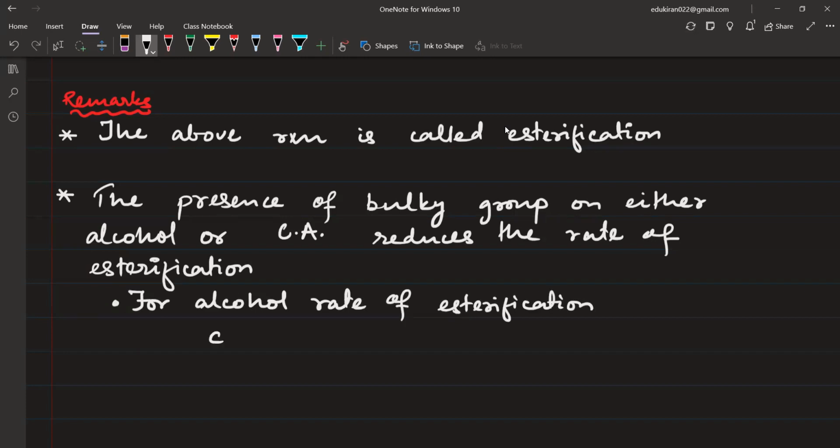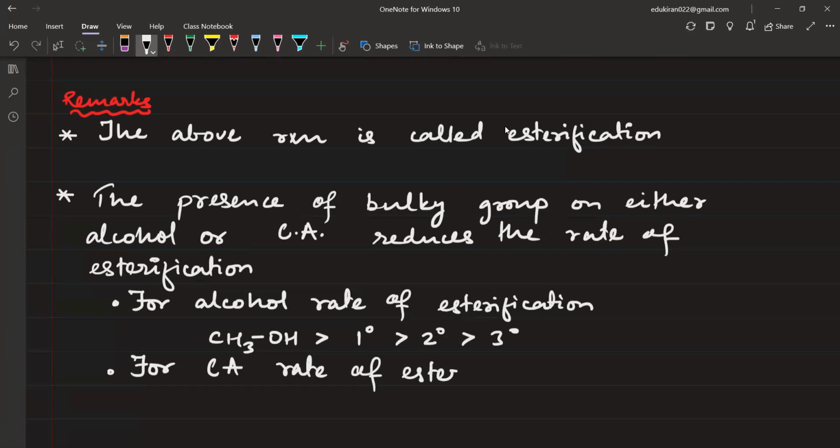is going to be highest for CH3OH, which does not have any bulky group. This will be fastest, followed by 1 degree, followed by 2 degree, and then followed by 3 degree. Similarly, for carboxylic acid, the rate of esterification will be most for the smallest acid, followed by 1 degree, followed by 2 degree, and then followed by 3 degree. Oh, my bad. Wait a second. For carboxylic acid, it is going to be HCOOH. My bad. Write this down. Let me know once you're done.